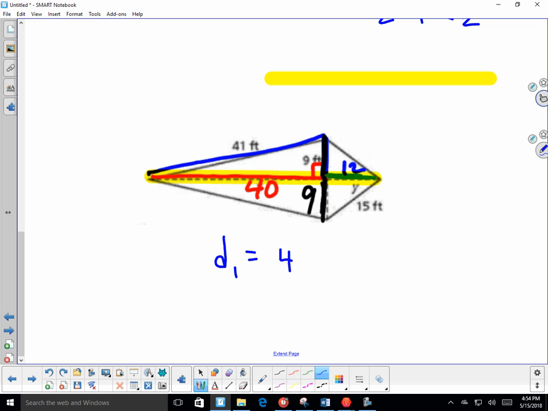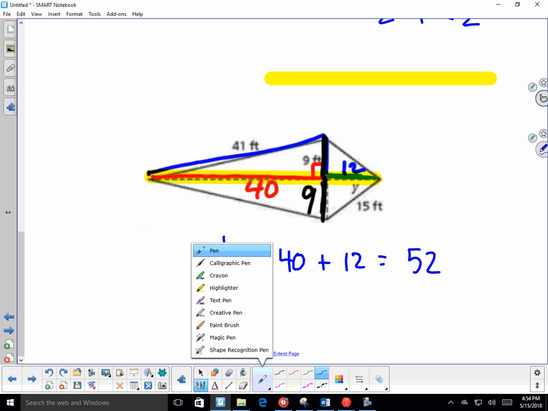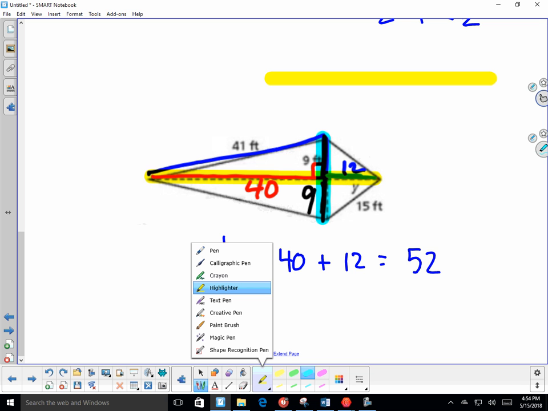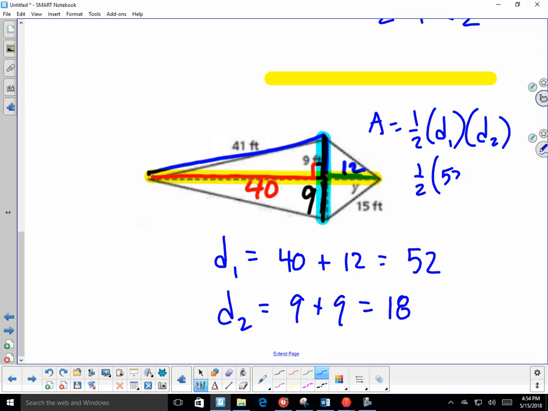D1 is going to end up being 40 plus 12, which gives me 52. So that's the length of this diagonal here. But then I also need the length of this diagonal, and I'm going to call that D2. So D2 is going to be 9 plus 9, which gives us 18. So at this point, I know that my formula is half the product of the diagonals, and in this case, that's half of 52 times 18. When we do that, we end up getting 468 as our area, and that would be square feet.